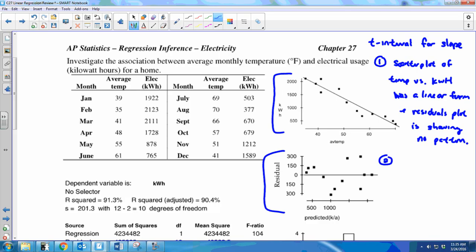Second, independence. Can we assume that each month, since we're doing average temperature, is independent of the next?